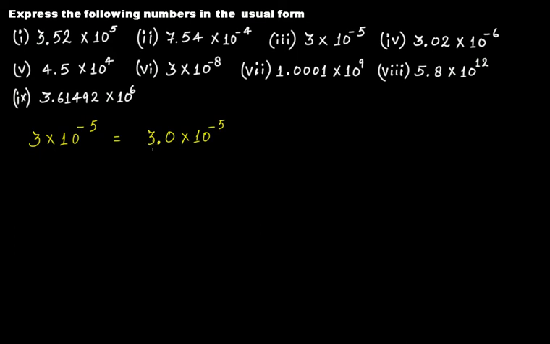So 1 digit is 3, remaining are 4. Put 4 zeros before the 3. So 1, 2, 3, 4 and 3. This decimal point is here. This is the usual form of this number.